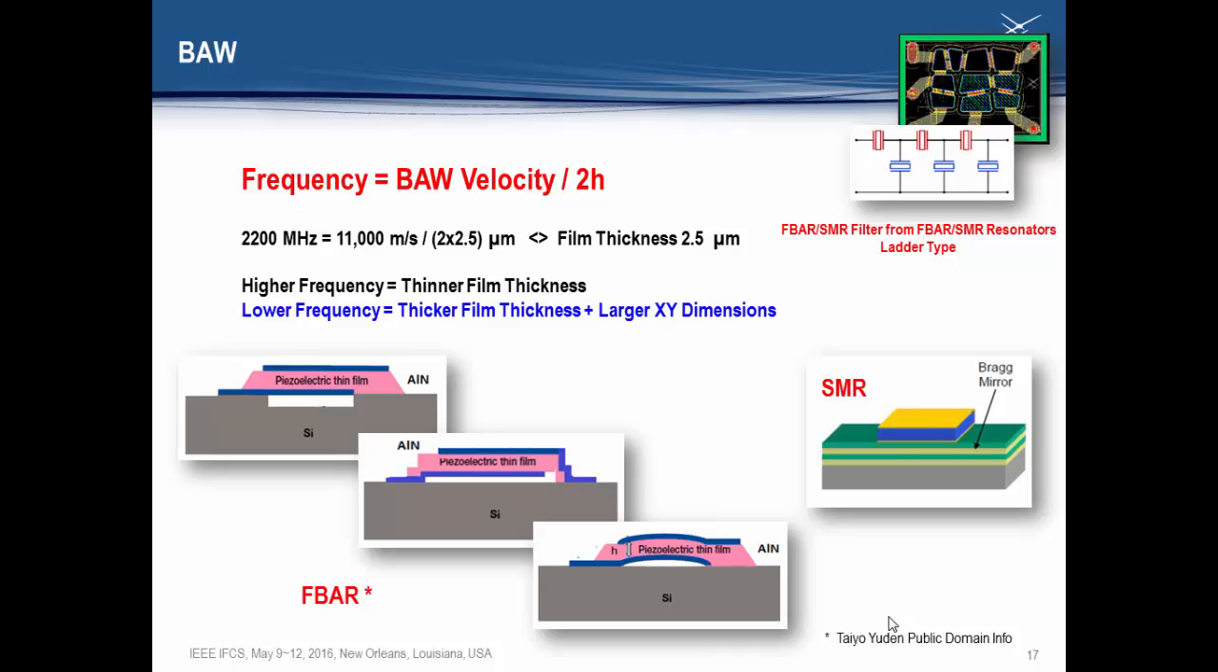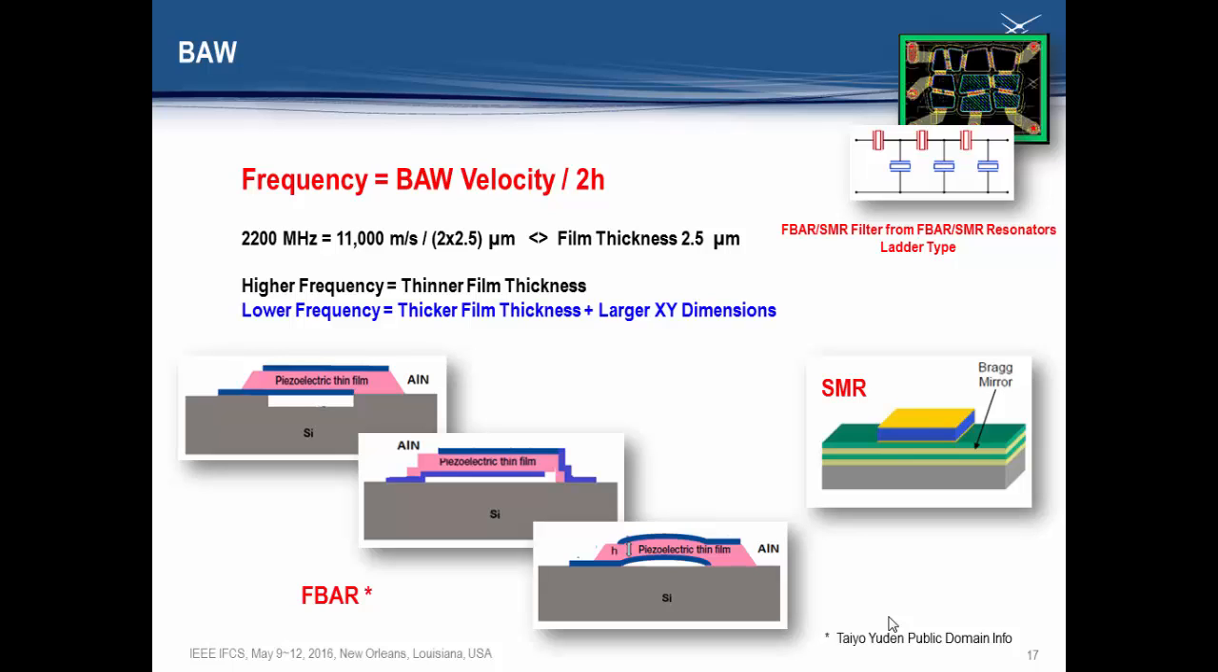And BAW actually covers two technologies. One is called FBAR, one is called SMR. Basically, it's copied from the crystal industries. You have a piece of piezoelectric material, top and bottom electrodes, and you excite it into motion. So this is basically copied from a crystal, but of course, this is much higher frequency because the film can be very thin. You can see that for 2.2 gigahertz FBAR devices, the film thickness is about 2.5 micron, and so the higher the frequency, the thinner the film thickness.